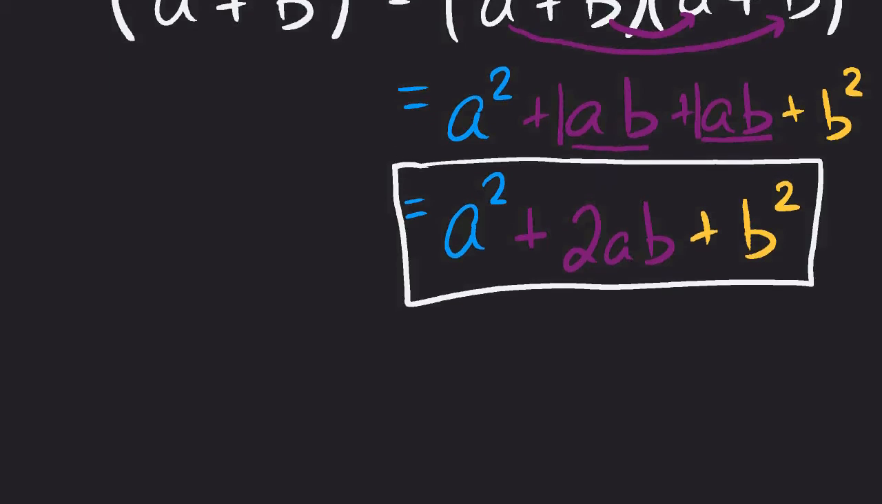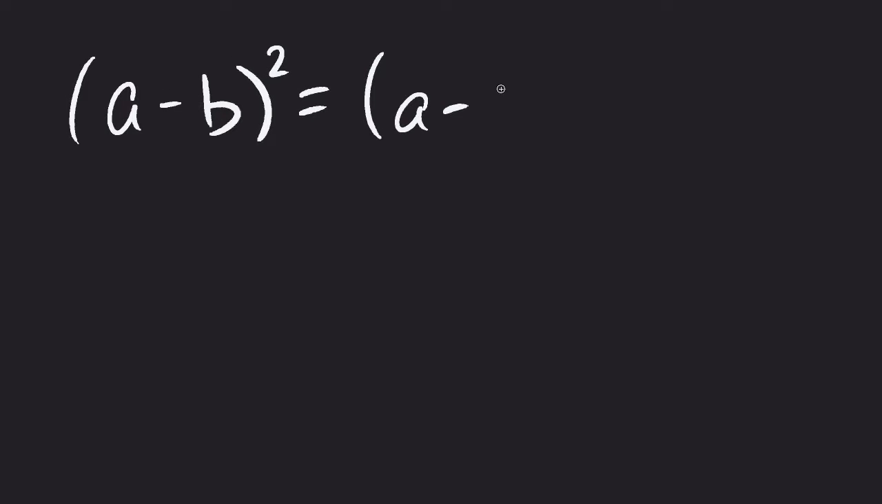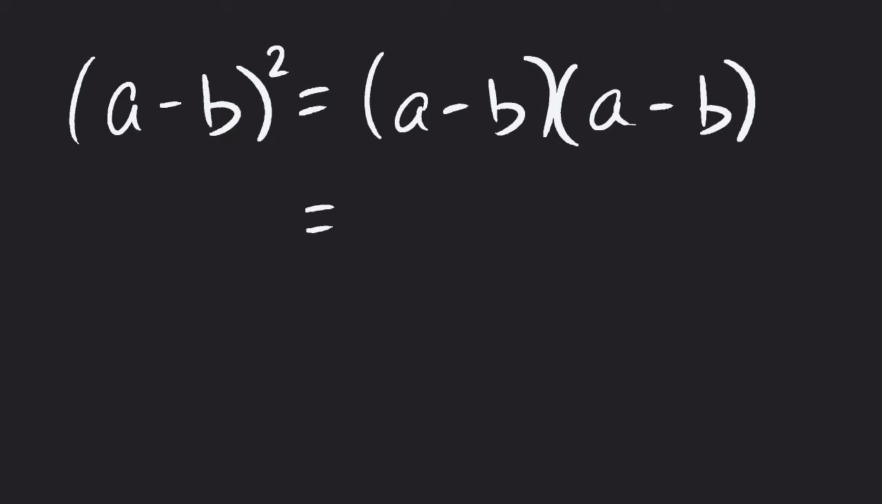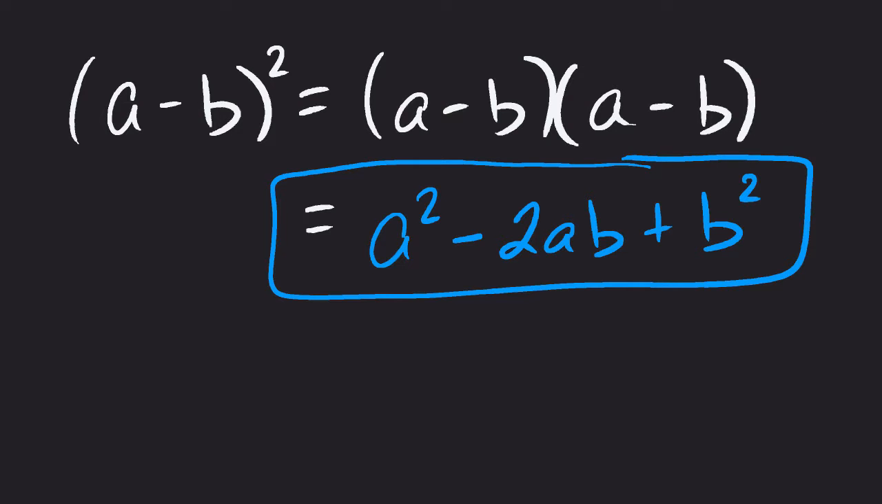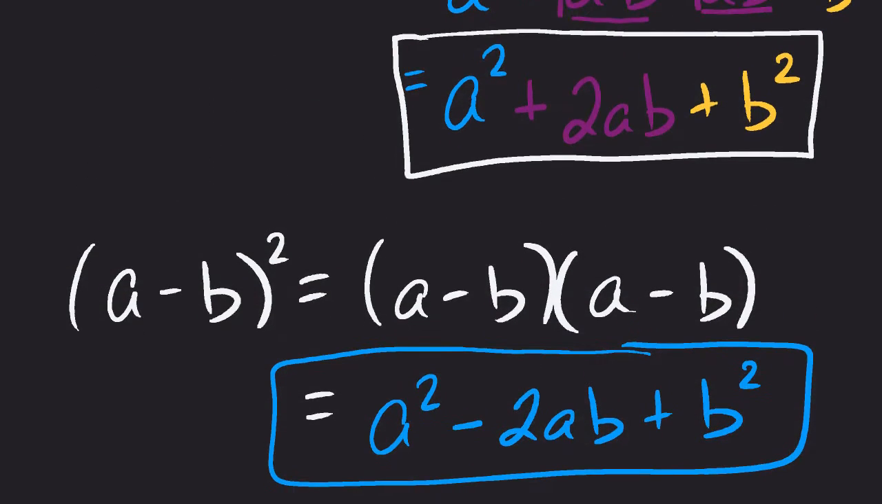Okay, now there is the other version. We can also do the quantity of a minus b squared, which again would be a minus b times a minus b. If we did that process of multiplying this out and distributing, we would end up with a squared minus 2ab plus b squared. So this is another version of it. Notice the similarities between the two. The only difference is that this one has a plus and this one has a minus. No other real difference.